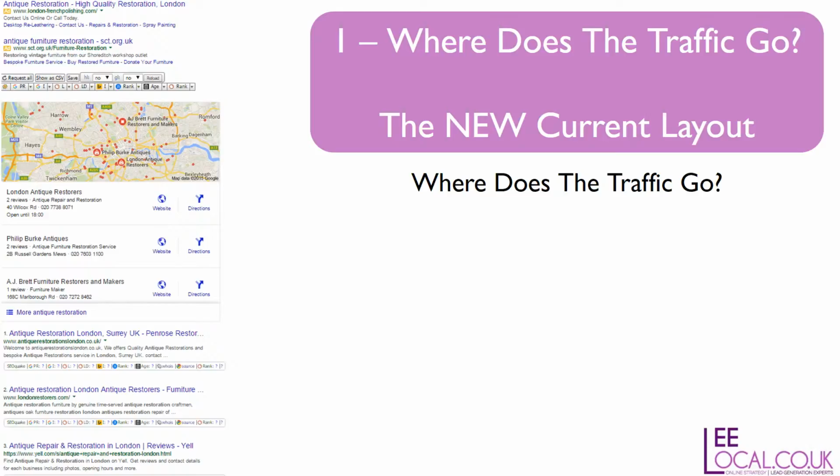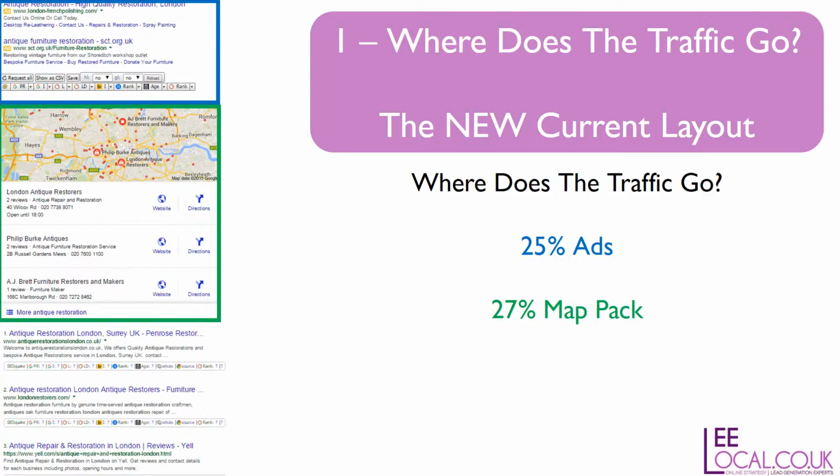Then at the bottom we see listings 1 to 3, which do gain the majority of the traffic. So let's look at how this traffic is actually distributed. 25% on average goes to the adverts, 27% goes to these 3 map pack listings, and 41% goes to number 1 to 3 of the organic listings. So having your business here, ideally in an array of the 3, is extremely beneficial, as that is where the traffic goes.